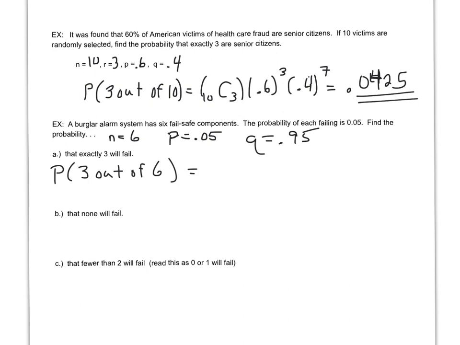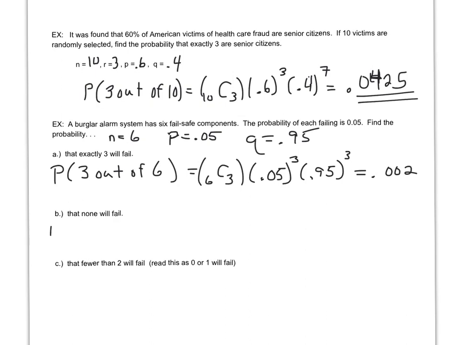So if we write the formula, that's going to be 6 choose 3 times the probability, which is 0.05, to the third, because that's how many we want to fail. And then the leftover, of course, would be 3, so that's 0.95 to the 3. If we put that in our calculator, we will get 0.002. So not a very good chance that 3 out of these 6 fail, which is good because you don't want your burglar system to fail.